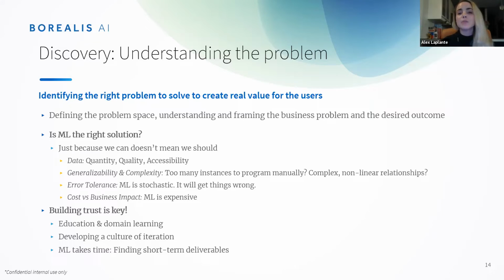And last but not least, machine learning takes time. And one of the things that we try to do is find short-term deliverables. And so maybe that is a linear baseline model that we'll put into production, as opposed to waiting to get that perfect machine learning solution, which could take 6 months. It could take a year or 2 years even.